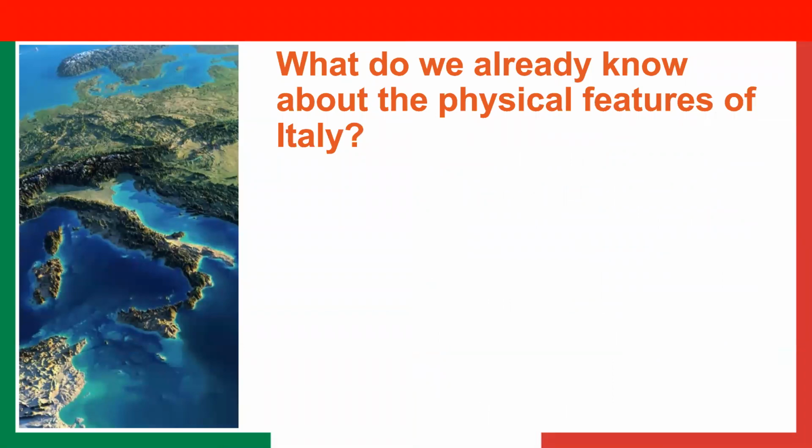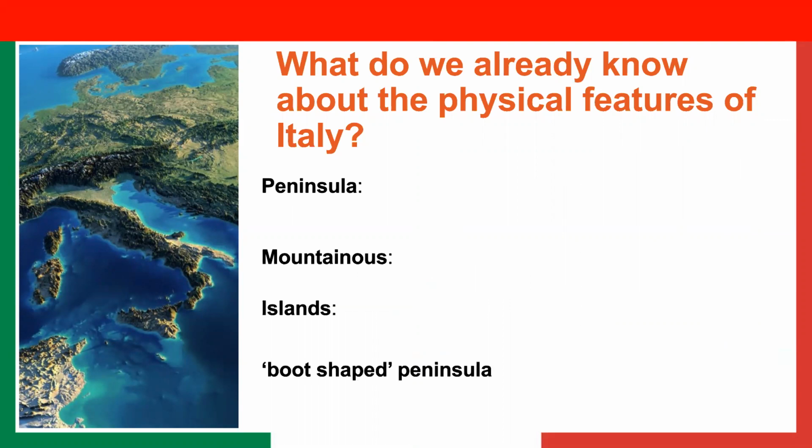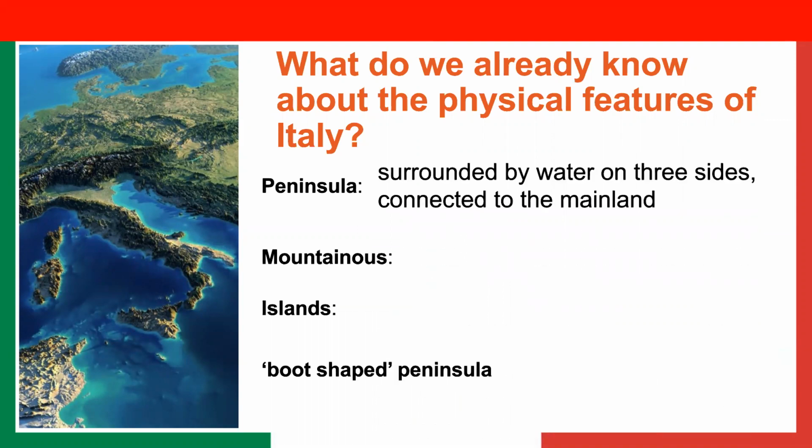So what do we already know about the physical features of Italy? We've had a look at peninsula, mountainous, islands, and the boot-shaped peninsula. I'm going to remind us what these features are. So peninsula is surrounded by water on 3 sides, connected to the mainland. So it's land which is surrounded by water on 3 sides.